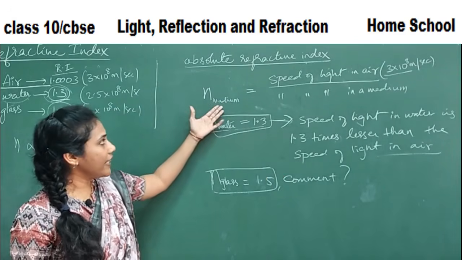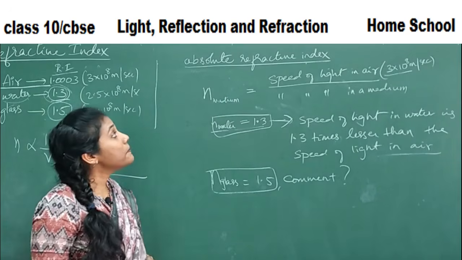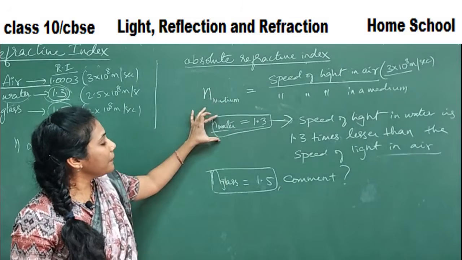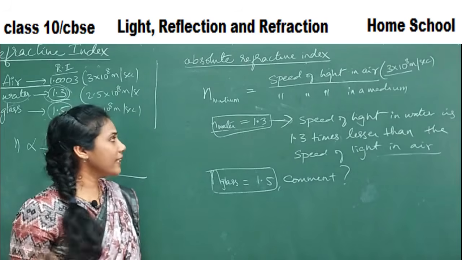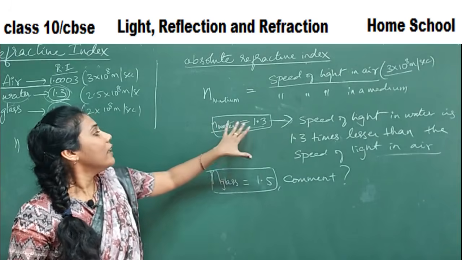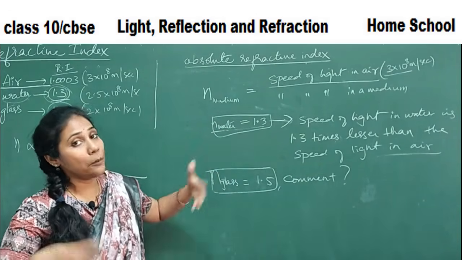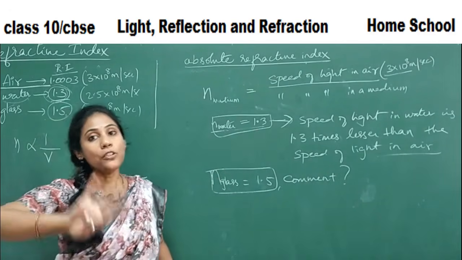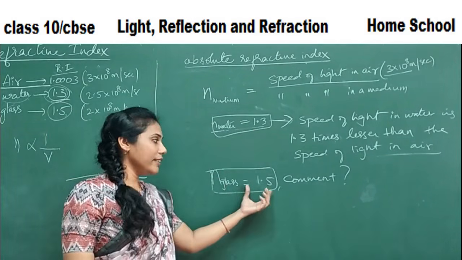Such a refractive index that we calculate using this formula is actually called the absolute refractive index. It's a very important formula, and the meanings behind such sentences are also very important. So once again, the refractive index of water is equal to 1.3 means what? The speed of light in water is how many times lesser than air? 1.3 times lesser in comparison to the speed of light in air. So this is the meaning. Post the answer in a comment.